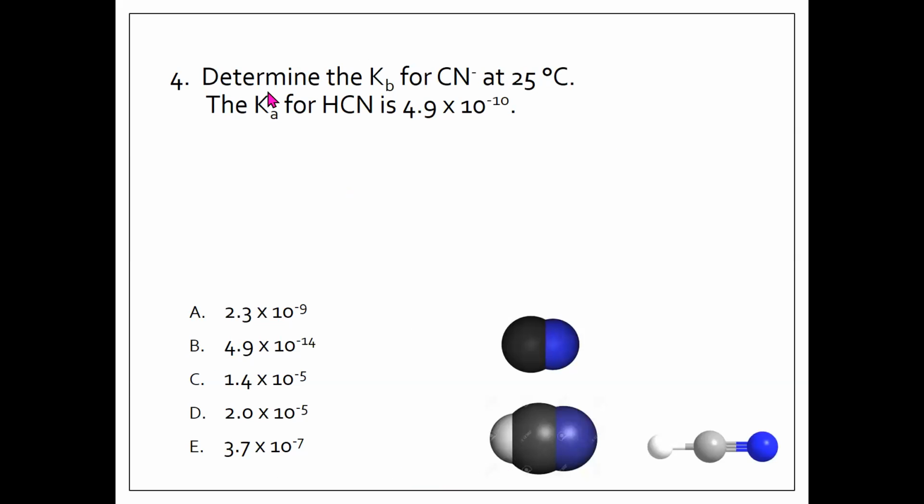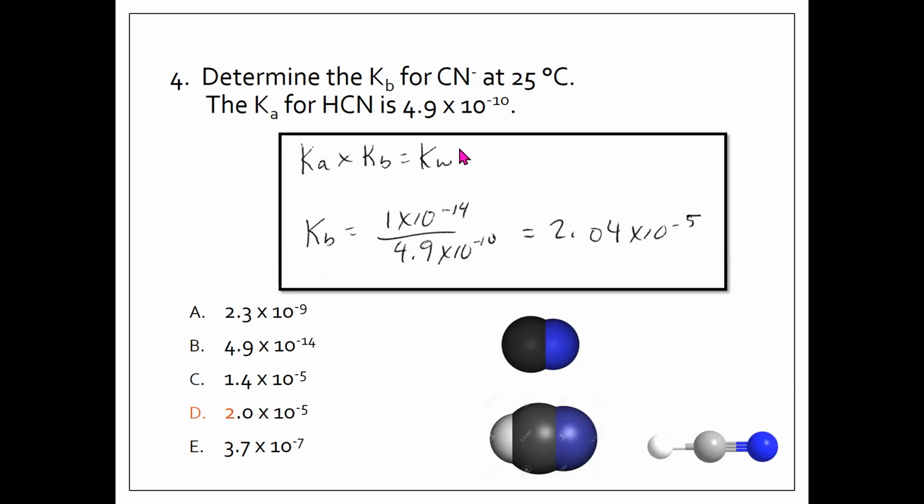Now in question 4, they want us to determine the Kb for cyanide ion, and they give us the Ka for hydrogen cyanide. So they give us the Ka and we want the Kb. We have to remember that Ka times Kb equals Kw, and Kw is a constant. So Kw divided by the Ka will give us the Kb.